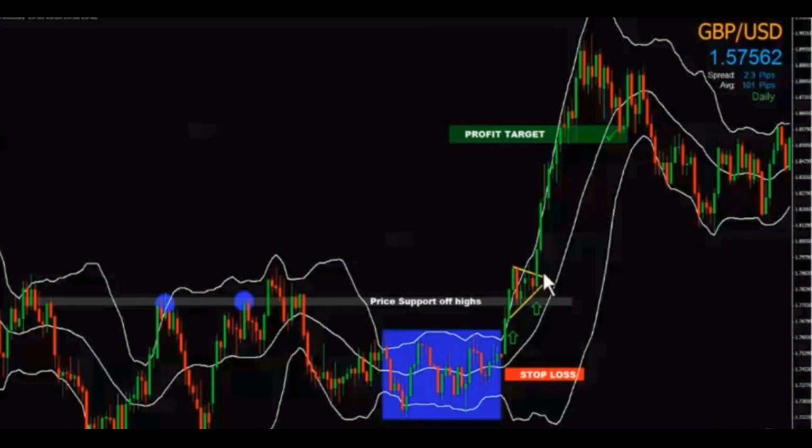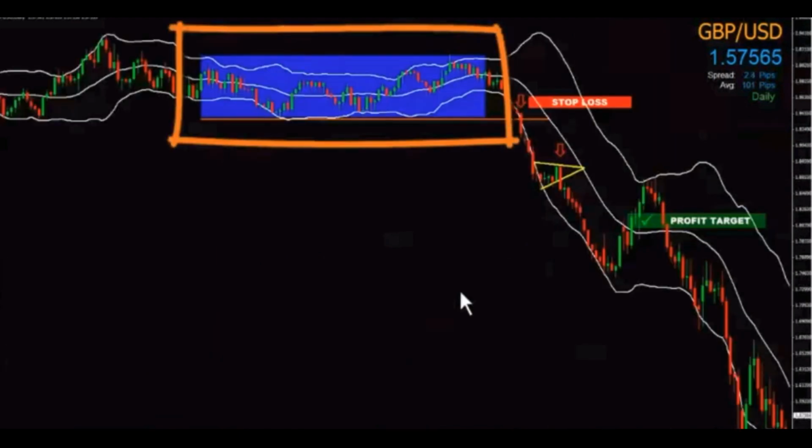A stop is to be placed below the entry at a point of tolerance, and a profit target measured by the range of the contracted area or potentially a break back below the middle band. Let's take a look at a short example. This is the ranging zone with potential for trades within the contracting period.